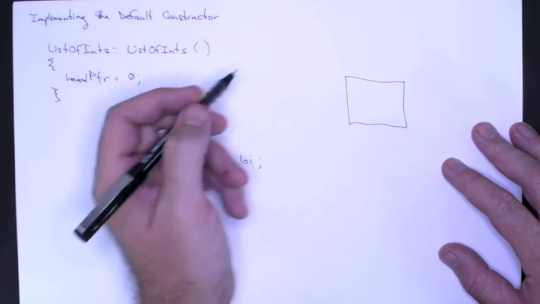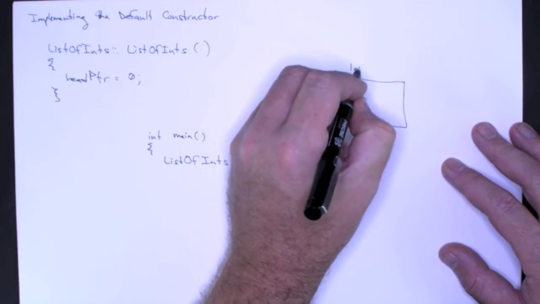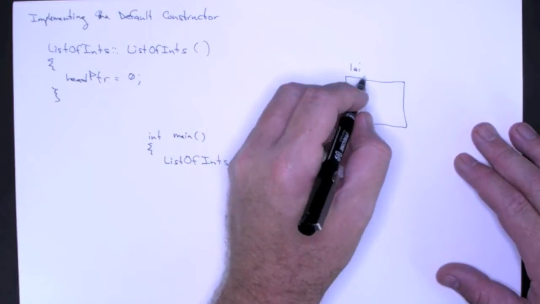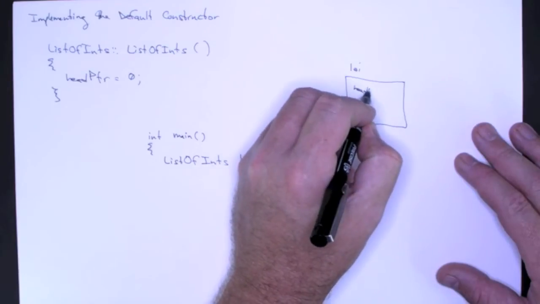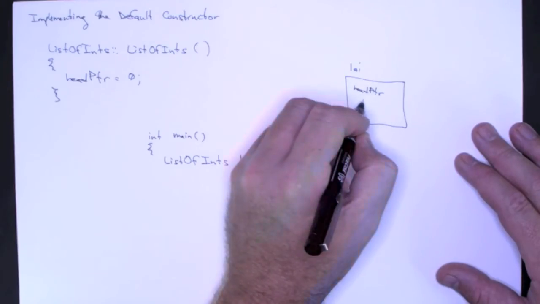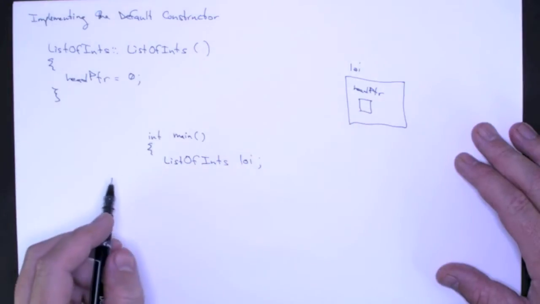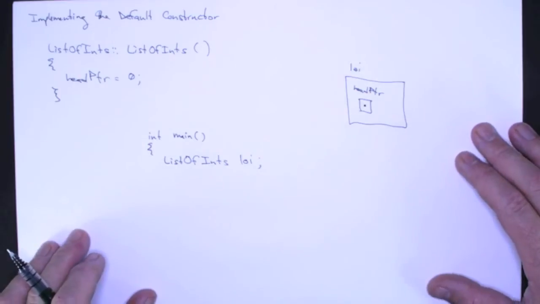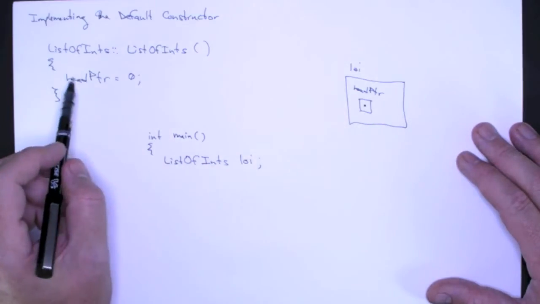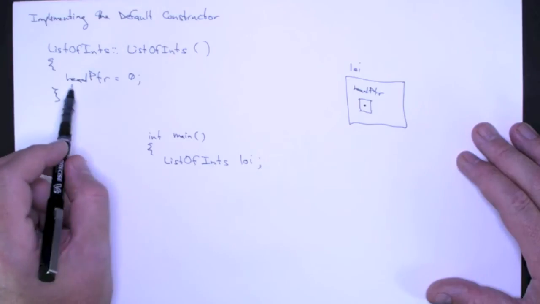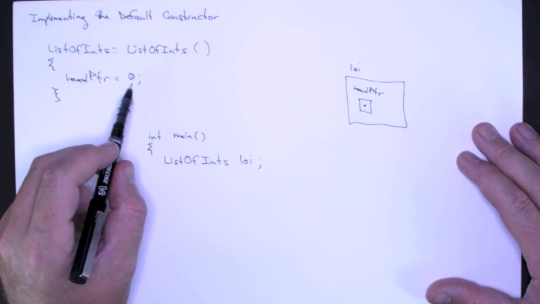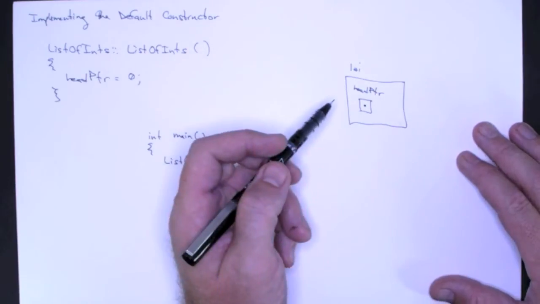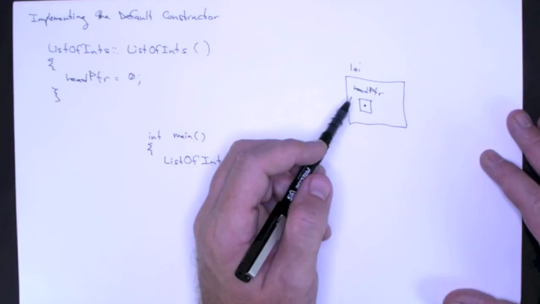the same thing happens. Memory gets allocated. We now can refer to this area of memory using the identifier LOI. And in the construction of the object, it allocates memory for the private data members. And we have this pointer. Well, without this default constructor, or without assigning the pointer to point to null, this pointer could have a garbage address. It could have a garbage value in it.